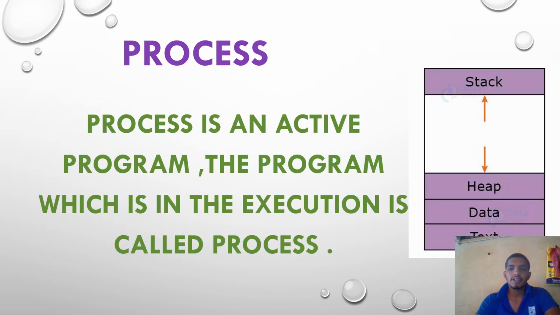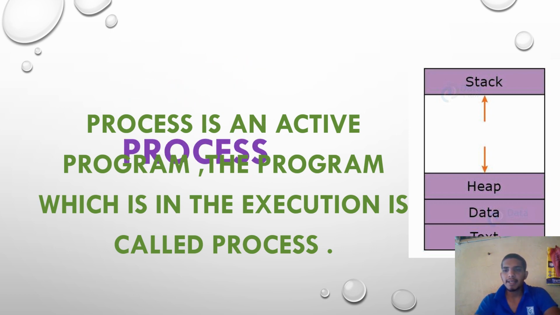Before understanding what a process state is, we have to understand what a process is. A process is an active program, or a program which is in execution. The diagrammatical representation of a process is this.